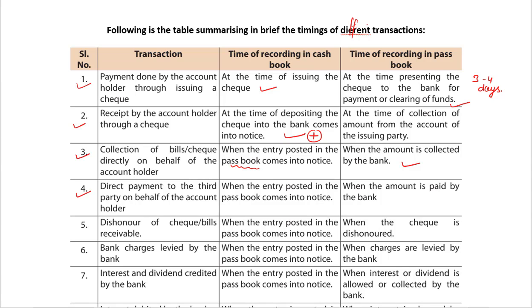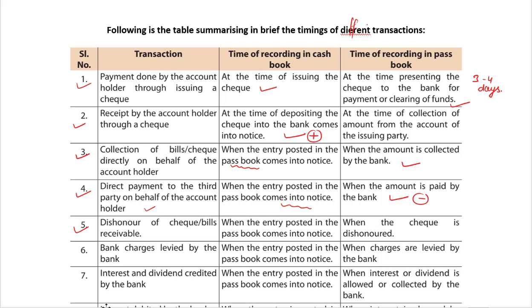Point number 4, direct payment to the third party on behalf of the account holder. In the cash book, when the entry posted in the passbook comes to notice, when the amount is paid by the bank. So the bank will make the payment to the third party and deduct the amount. But when we do the reconciliation, at that point of time we will record it in the cash book.